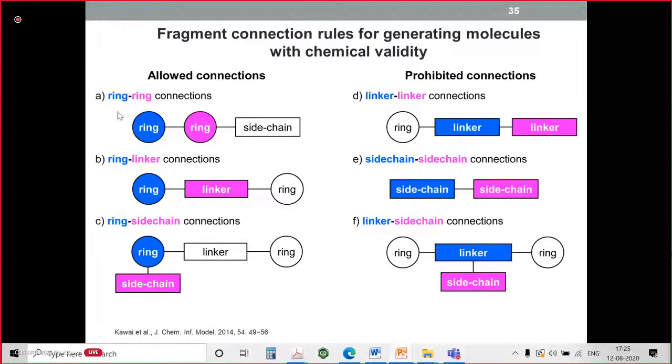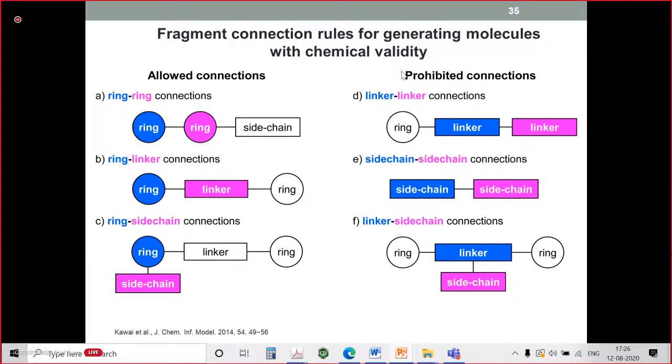So allowed connections: ring-ring connections are allowed, with a side chain of course. A ring-linker connection with a ring is allowed, because this is a linker, so that must be in between the two rings. A ring-side chain connection is also allowed. So you have a ring, side chain, ring, linker, ring. All these three possible connections are allowed: ring-ring, ring-linker, or ring-side chain.